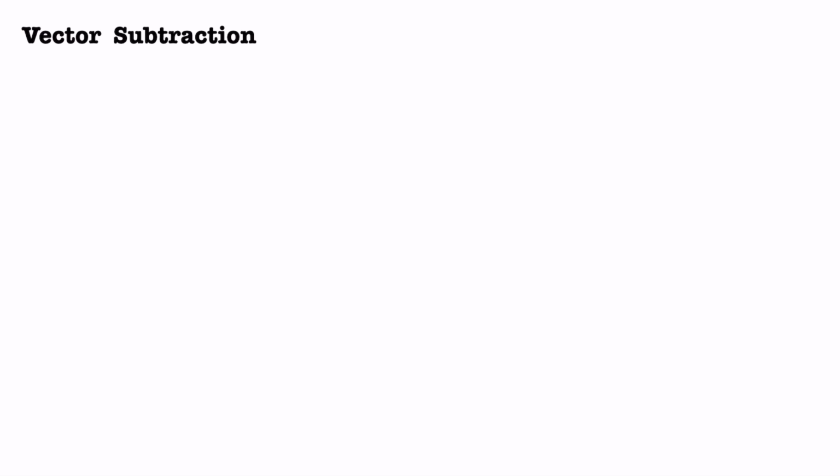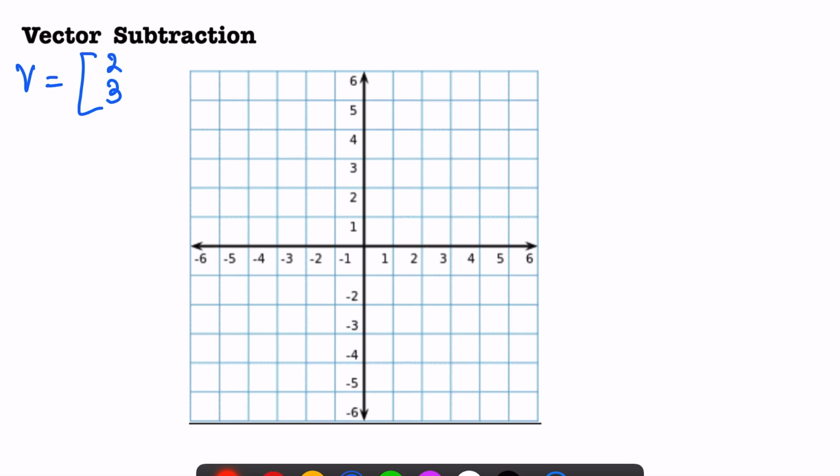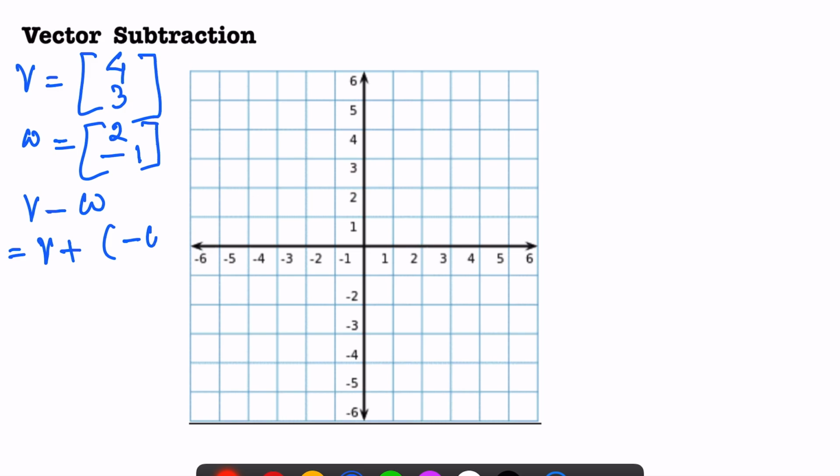Now as vector addition is allowed, vector subtraction also should be allowed. Let's see why. Consider v is 4, 3, and we want to subtract w from v, where w is 2, minus 1. Now v minus w can be written as v plus minus w, and here minus w is basically flipping the vector w.